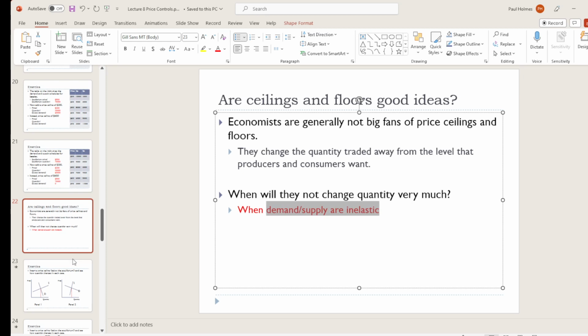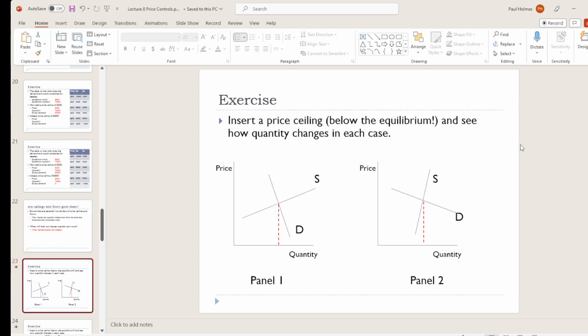And so what we're going to look at over these two exercises is exactly which curve it is that matters for exactly which policy. So let's first look at the price ceiling. We're going to put in a price ceiling below equilibrium. So I've started us off here by marking the current quantity. So at our current equilibrium in panel 1 and panel 2, we've got this dotted line representing our current quantity that's going to be traded, our market equilibrium quantity.